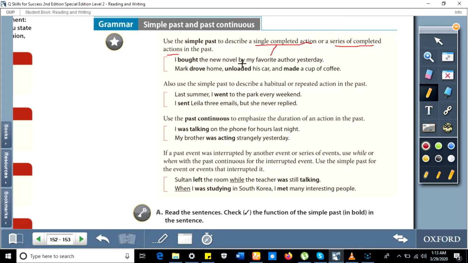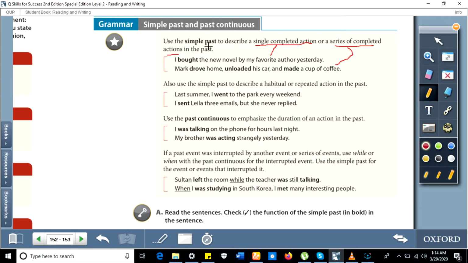Now if you take a look at the next example, Mark drove home, unloaded his car and made a cup of coffee. So this is a series of completed actions, because here in the sentence it's not one action, but there are three actions together, joined by the conjunction and. It's a long sentence, right?